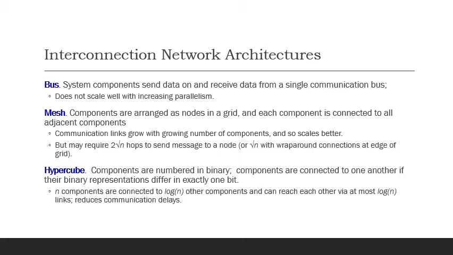Then we have hypercube. Here, the components are numbered in binary. Components are connected to one another if their binary representations differ in exactly 1 bit. Here n components are connected to log n other components and can reach each other via at most log n links, and it reduces communication delays.